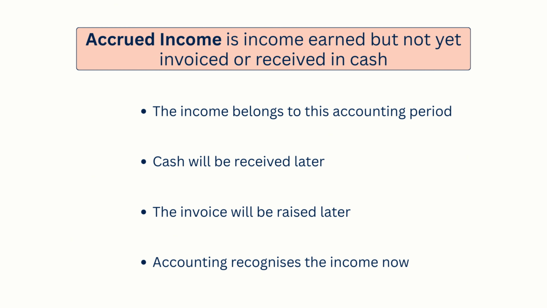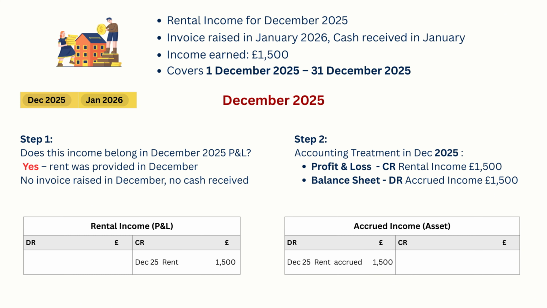Accrued income is income earned but not yet invoiced or received in cash. The income belongs to this accounting period, the invoice will be raised later, and cash will be received later. Let's now apply this to a practical example. We have rental income for December 2025. The rent relates to December. The invoice is raised in January 2026. The cash is also received in January 2026. The amount is £1,500. So the question we must ask is, which accounting period does this income belong to?